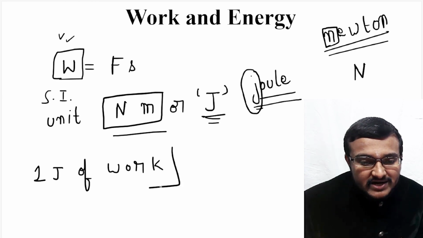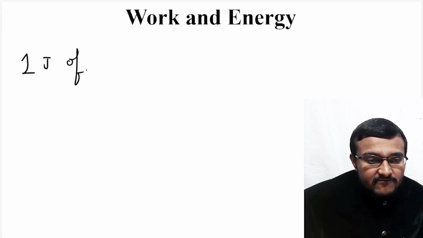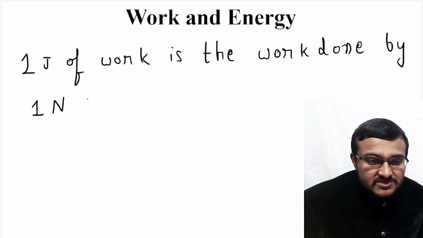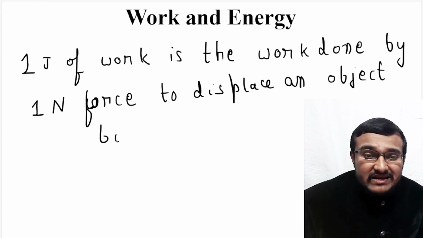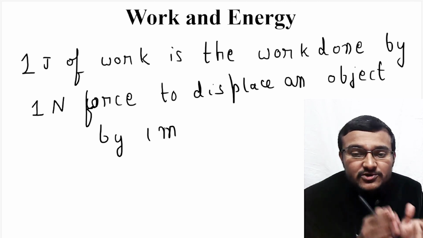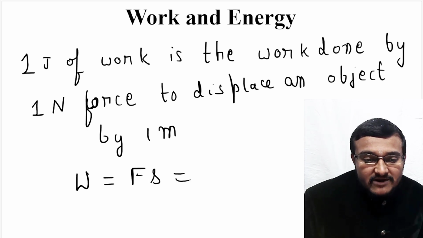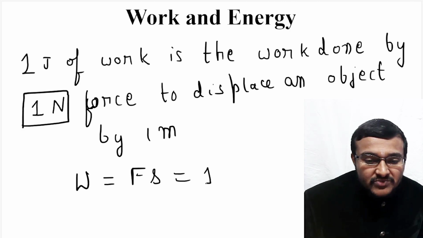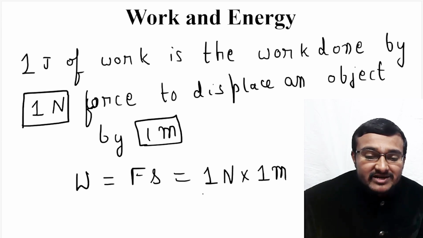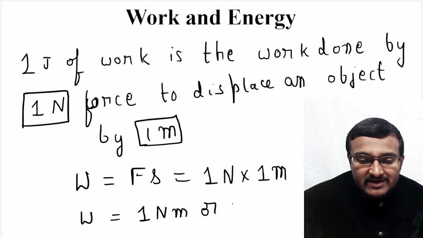We will now try to understand what 1 joule of work means. 1 joule of work is the work done by 1 Newton force to displace an object by 1 meter. Because in work done, W is equal to force into displacement. If force F is 1 Newton and displacement S is 1 meter, then 1 Newton into 1 meter, 1 into 1 is 1. So work done is 1 Newton meter, or you can call this 1 joule.